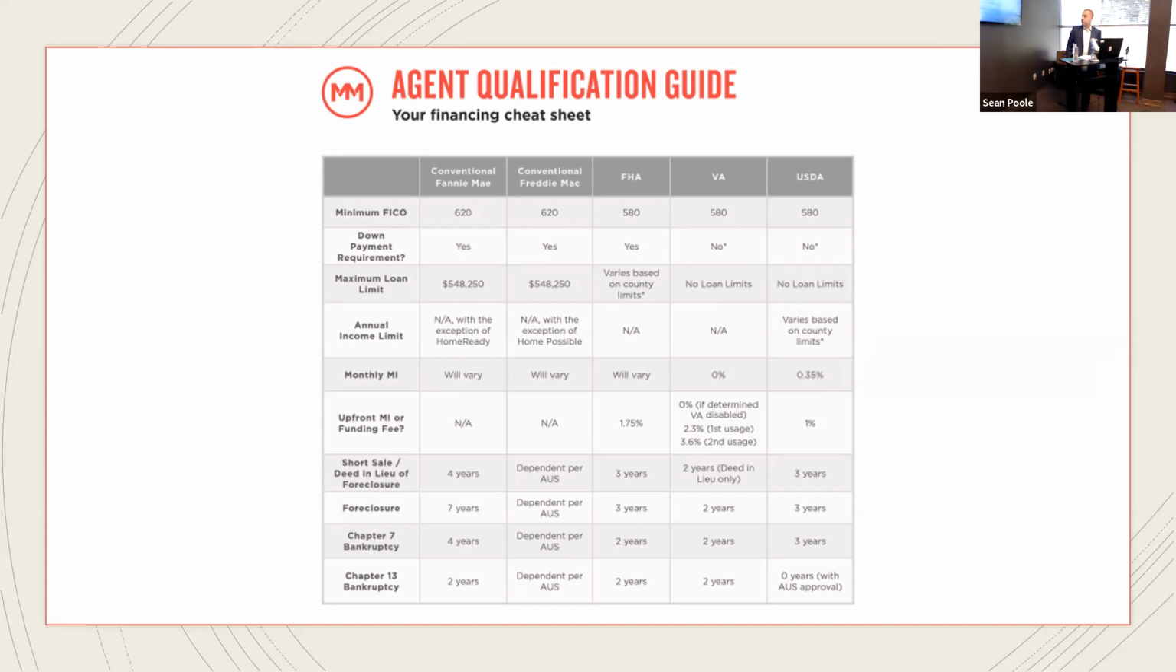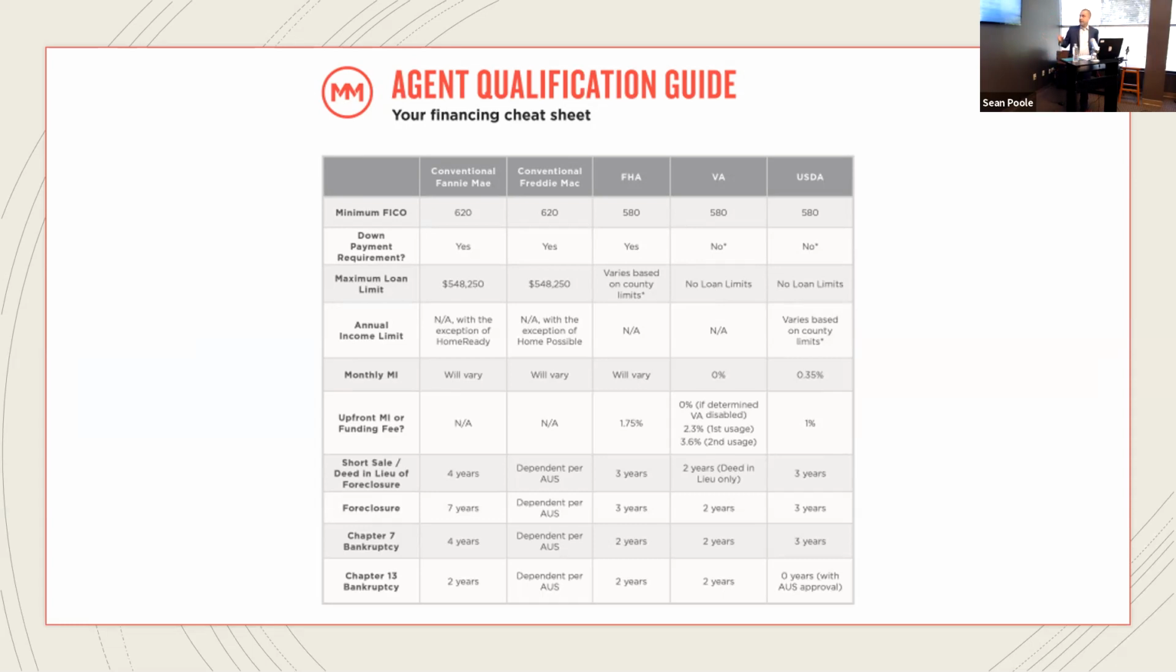So when you look at a conventional loan, it's anything up to $548,250 this year. Every year changes a little bit. In the last 6-7 years, they've changed every year. It used to be like $417,000. It continues to go up. Next year, it'll probably go up even higher than this. So when you go above that, you get into the jumbo spectrum, which we'll touch on later.